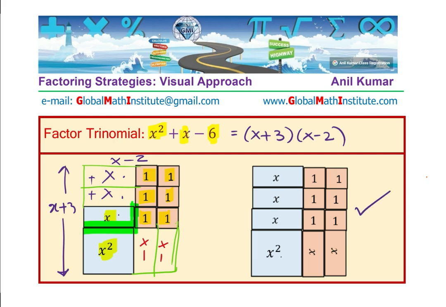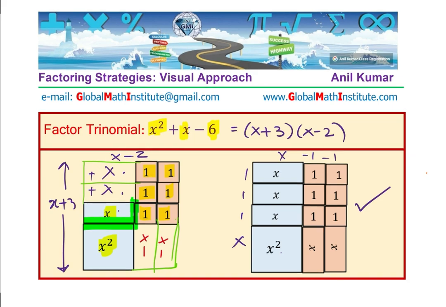x, 1 unit, 1 unit, 1. x plus 3 and x minus 1 minus 1, x minus 2. Does that make sense to you? Perfect. I hope you like and appreciate it. So that is a cool way of factoring trinomials.